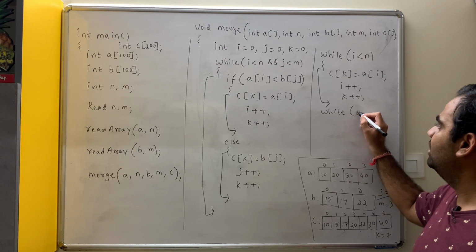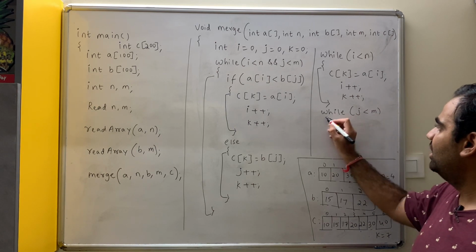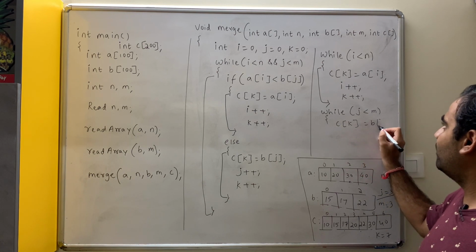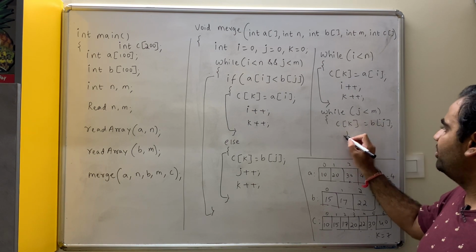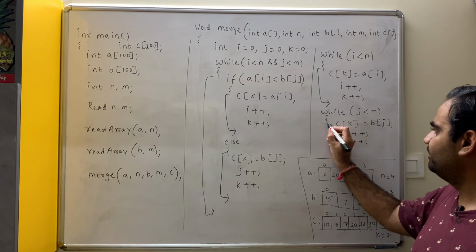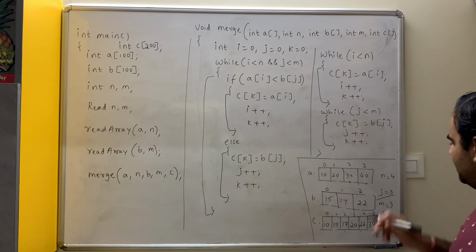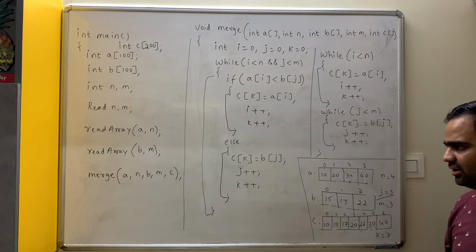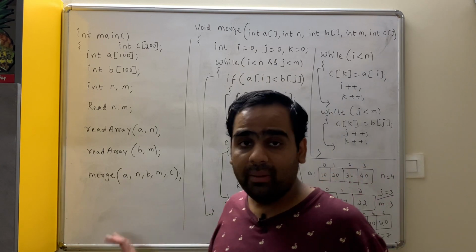I say while j less than m, and what shall I write? C of k, as I explained it, is equal B of j. You say j plus plus and you say k plus plus. You know that. Now what is the value of j? The value of j is 3. M is 3. 3 less than 3 is false. You come out. Closing bracket of the function is taken as return. You come back to main.